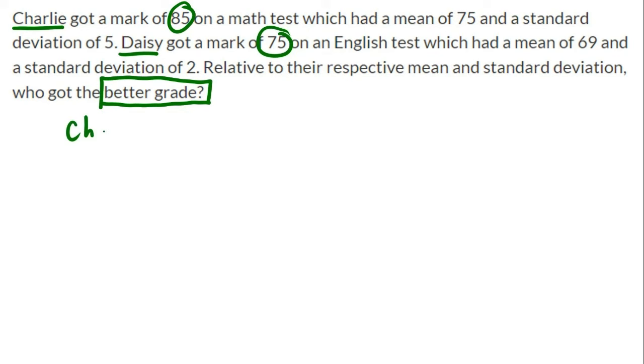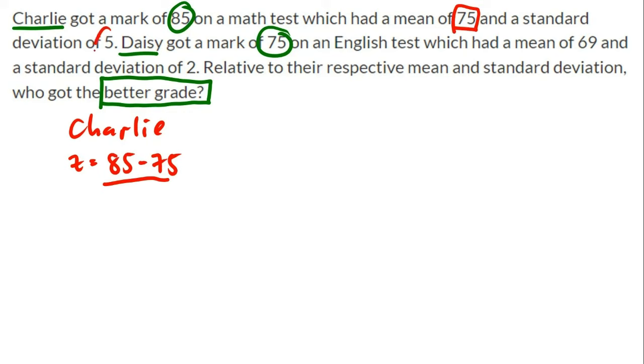So, of course, kay Charlie muna tayo. Let's have different color. Charlie, we have Z is equal to, what is X? Grade of Charlie, we have 85 minus mean is 75 over standard deviation 5. So 85 minus 75 is 10. 10 over 5 is 2. So Charlie has a z-score of 2.